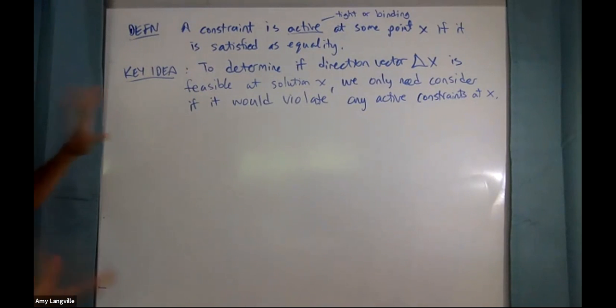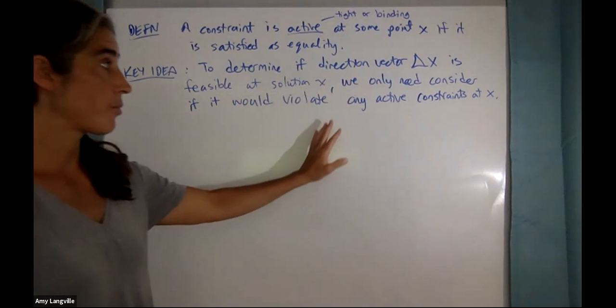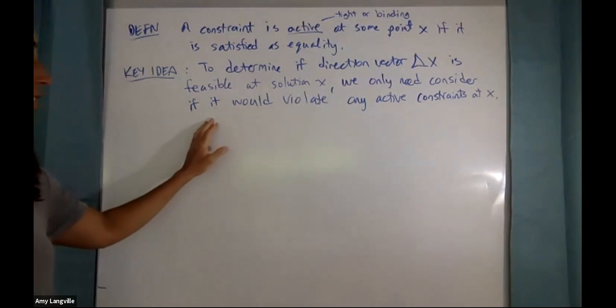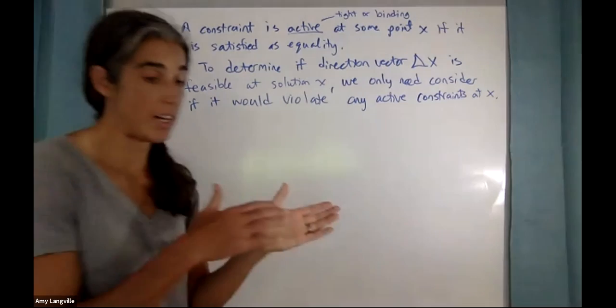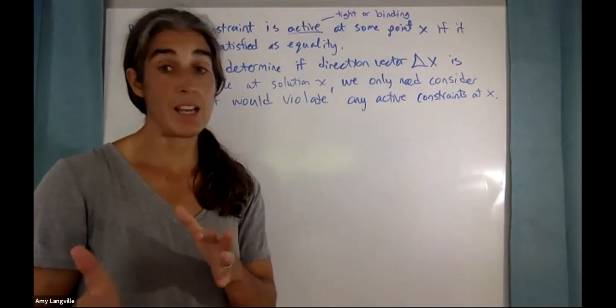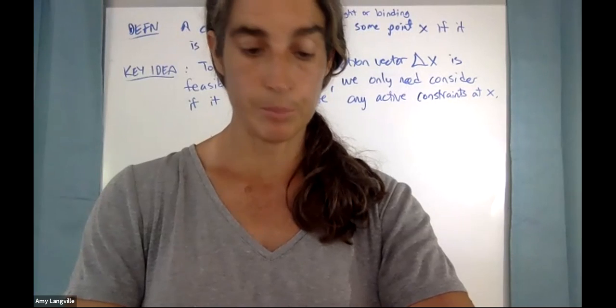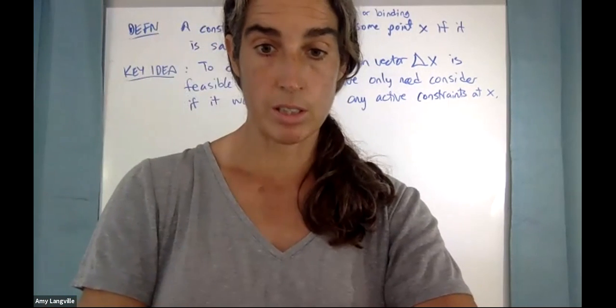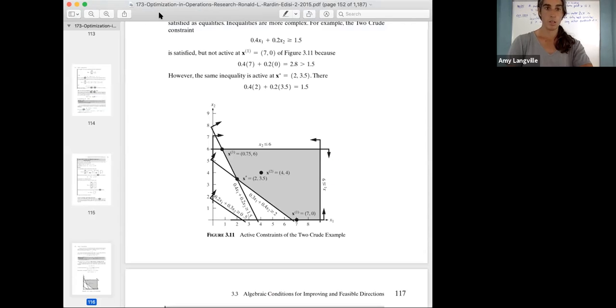But the key idea here, what does this activeness have to do with determining if your direction vector is feasible? Your direction vector is feasible at some point x that you're at. If that's the case, we only really need to think about which active constraints are violated, right? They're going to give us directions we can't go in. Okay, so let's see how that is the case. Let's go to figure 3.11. This is on page 116.